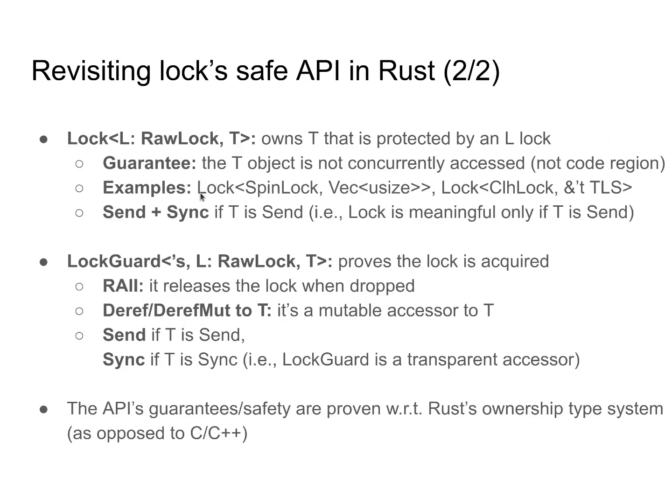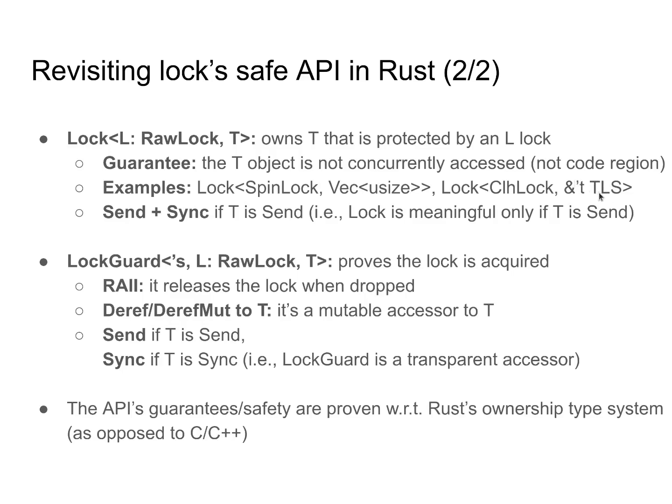So for example, we have this type. This is a lock-protected data, and the lock is SpinLock, and the data is a vector of words. Or this is a lock-protected data, and the lock is what is called the CLH lock that we will learn later. And the protected data is a reference to some thread local storage. So in Rust, we can express that idea too.